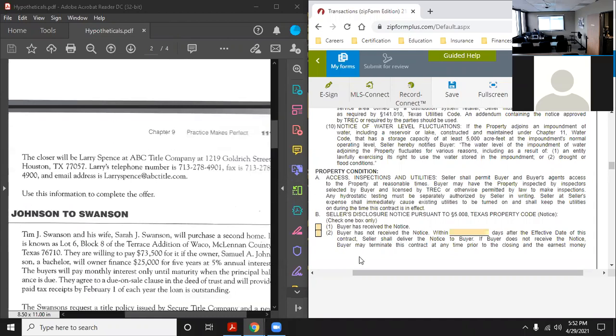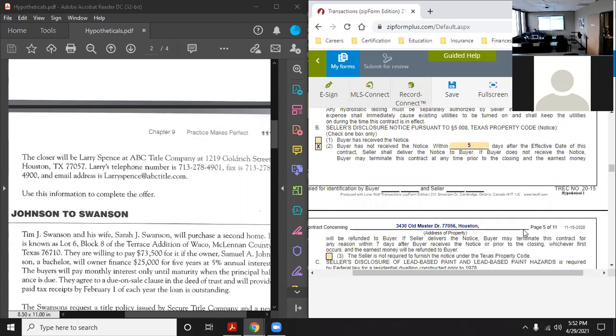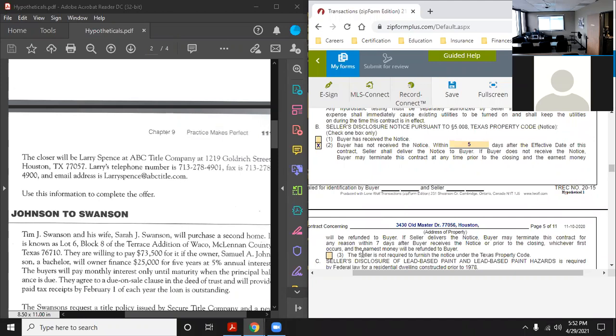If you're a buyer's agent and you have not received one, you put something like 5 days. It's basically saying that within 5 days, the buyer has to receive it from the seller, and if not, they have the right to terminate up until the closing date, basically.